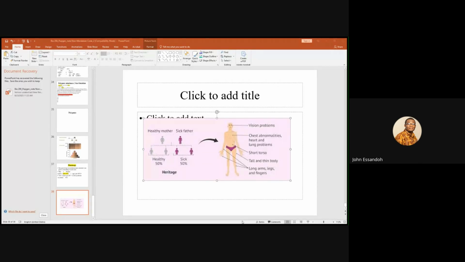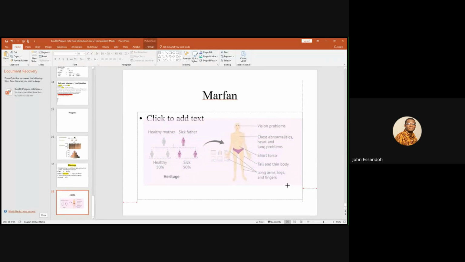If you look on my screen, you can see that when you inherit Marfan syndrome, the person will have vision problems, chest abnormalities, heart and lung problems, short muscles, a tall and thin body, long arms, and long fingers. So you can see that just one disorder, just one gene, causes all of this.